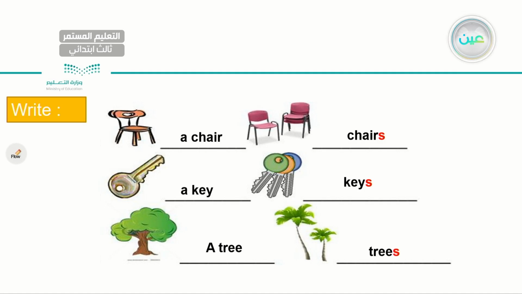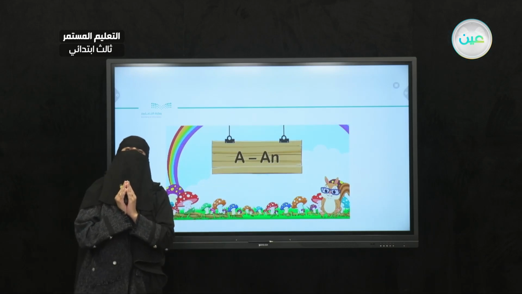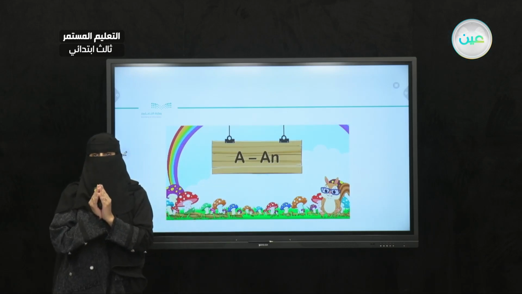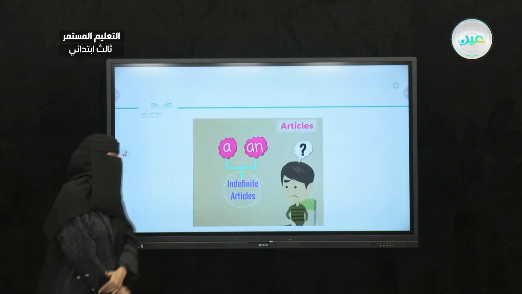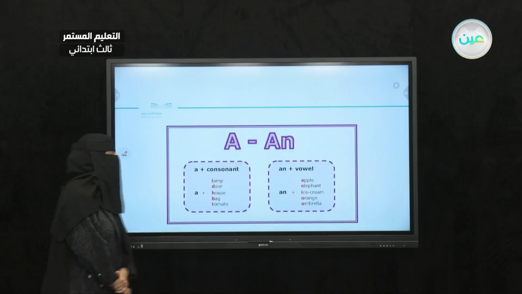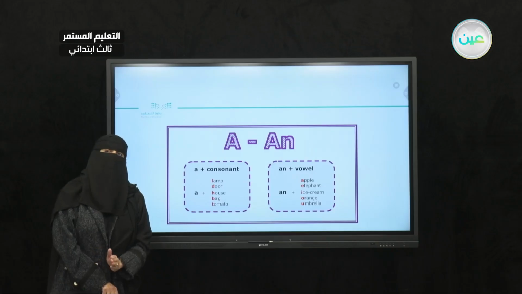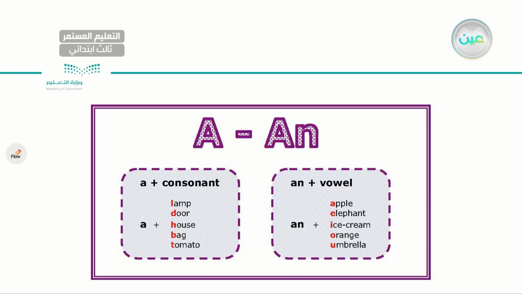Okay, so we will be using the articles a and an. Remember, we are using them only with singular nouns. When do I use the indefinite articles a and an? How do I use them correctly? Let's start. As you can see, a is used with consonants. If a word starts with a consonant, as you can see here, I gave you many examples. Lamb, door, house, bag, tomatoes.